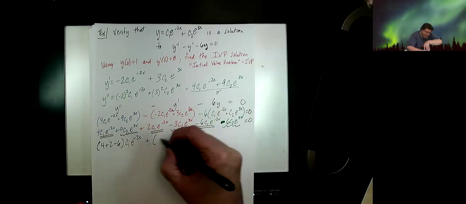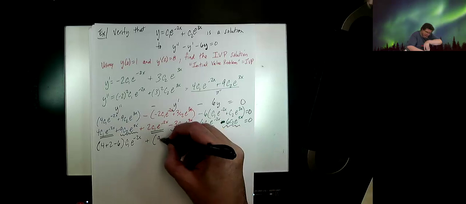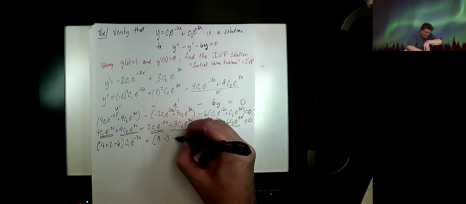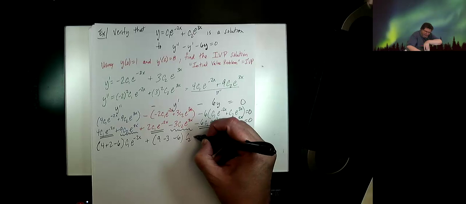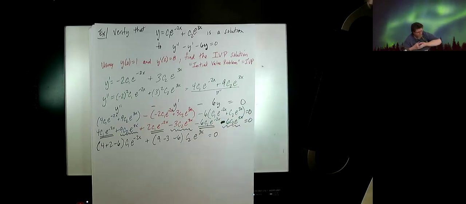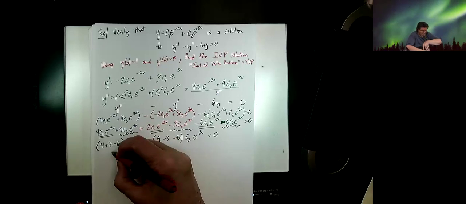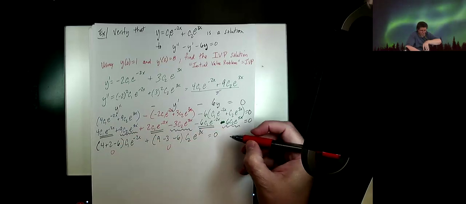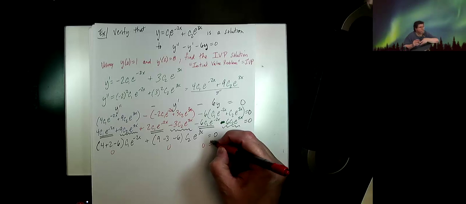I've got 9 and a minus 3 and a minus 6 times C2 e to the 3x equals 0. And that's 0 and that's 0, so 0 equals 0. Ta-da!